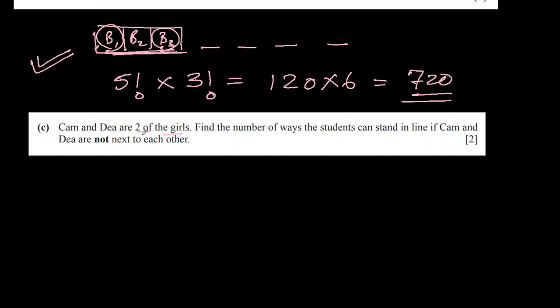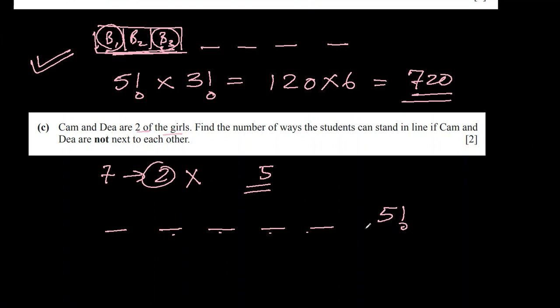Whenever we don't want 2, 3 or 4 people to be together, just focus on the others, the remaining ones. Total there are 7, right? Out of these, 2 girls don't want to be together. So we are left with 5 people. So these 5 people will stand anyhow they want. 1, 2, 3, 4, 5. 5 people, 5 places, 5 factorial ways they can stand.